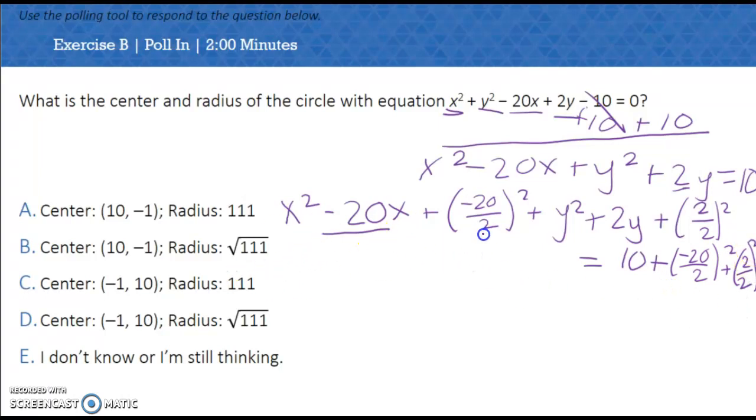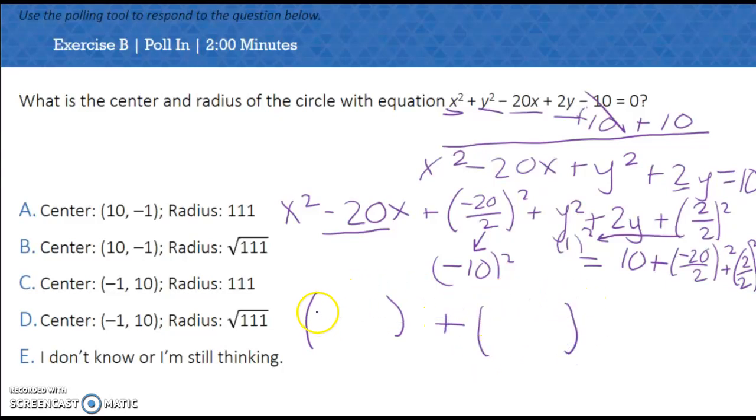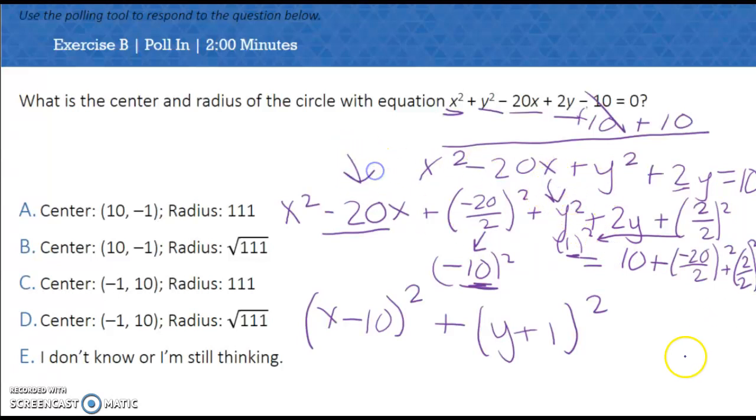So then this simplifies. Negative 20 divided by 2 is negative 10 squared. And then 2 divided by 2, well, that's just 1 squared. And what this does is this helps us to figure out what we're actually squaring, what binomial is being squared here for the x's and the y's. It's x minus 10. You just use this number here, that's all. Squared. And then y plus 1. And you can always check your answer by expanding it and making sure you get this trinomial back for each one.